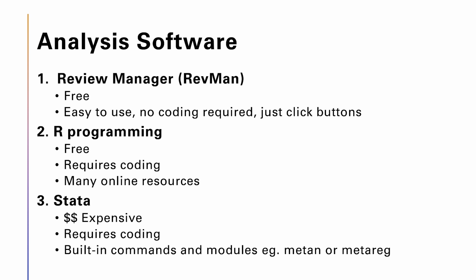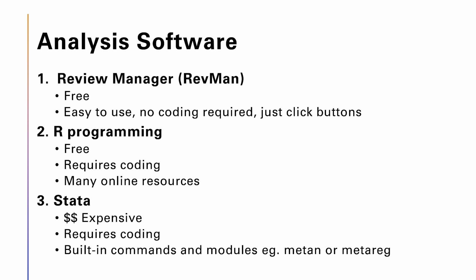Next, we have R. R is a powerful and flexible programming language commonly used for statistical analysis and data visualization. It offers a wide range of packages and functions specifically designed for meta-analysis, such as meta and metafor. While using R for meta-analysis requires coding skills, it offers greater flexibility and customization options. Moreover, R is free and has a large and active user community, which means there are numerous online resources and tutorials available to support users.